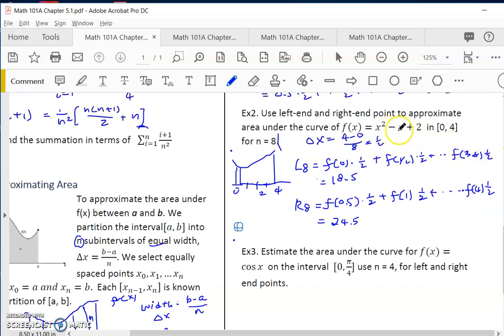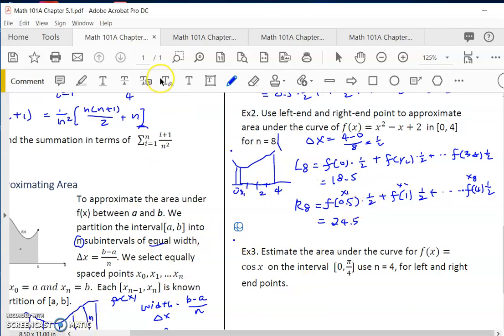It is for x squared minus x plus 2, and I didn't finish the right endpoint. I said that I would start from x1. This is f of x1, this is f of x2, all the way to x8, because I have 8 endpoints. x8 is 4, so x1 is 0.5, because delta x is 0.5. 0 plus delta x is 0.5. So then I use decimals to help me get the list of f of 0.5, f of 1.